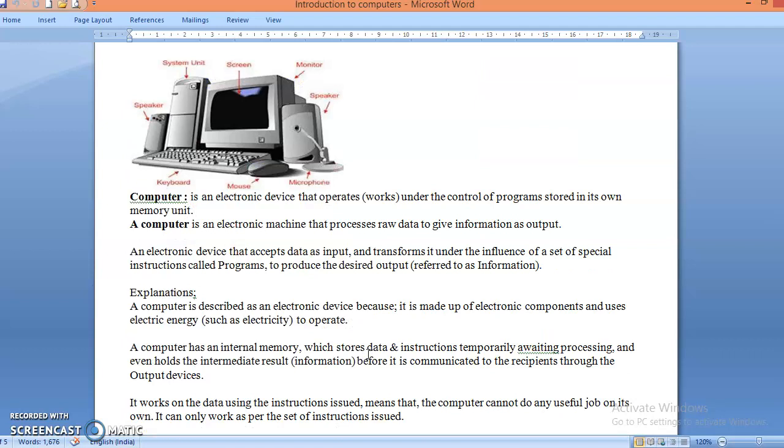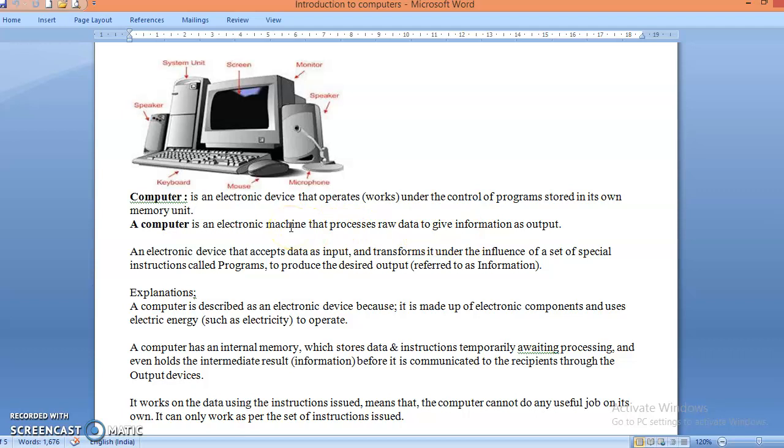And the first term is computer. What is a computer? It is an electronic device that operates or works under the control of programs stored in its own memory unit. So the programs stored in the computer memory direct the computer how to work and what to perform. A computer is an electronic machine that processes raw data to give information as output.